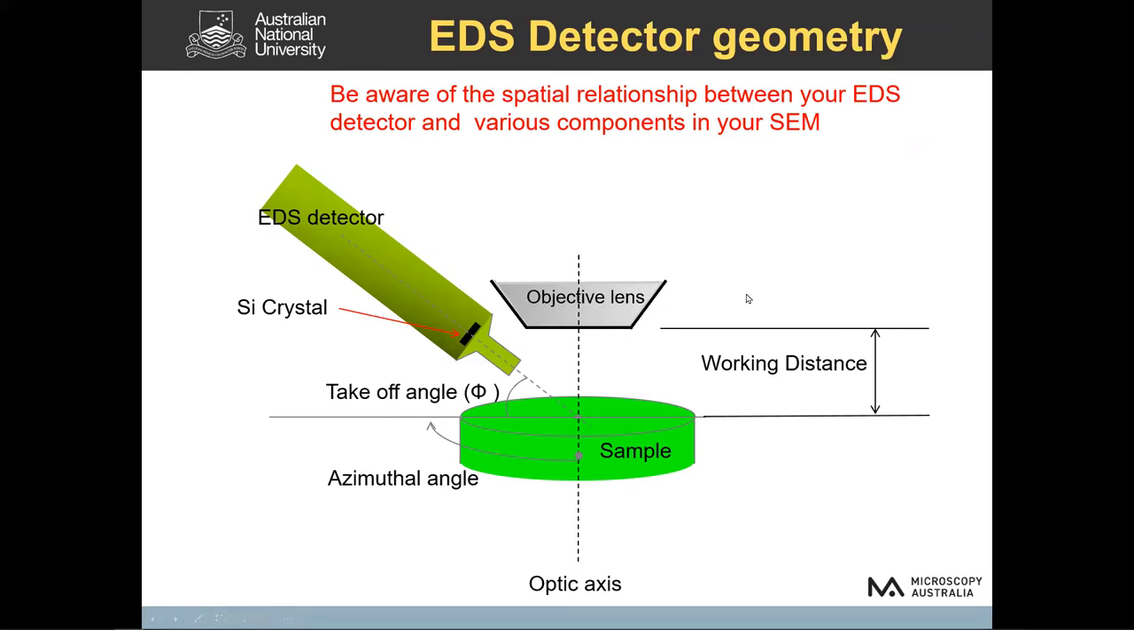When you do analysis, the sample should be at a very specific working distance, because the detector can only look at a particular point on the sample. And that point is where the optic axis of the microscope coincides with the central axis of the EDS detector. That working distance would be specified by the manufacturer. So if you're going to do X-ray analysis, you should be at that particular working distance.